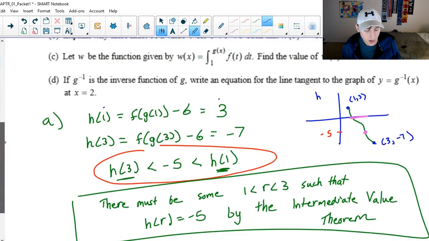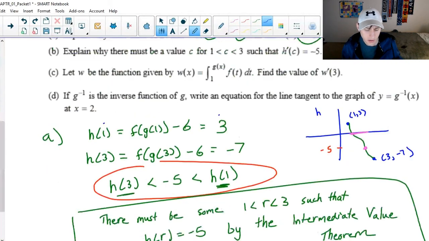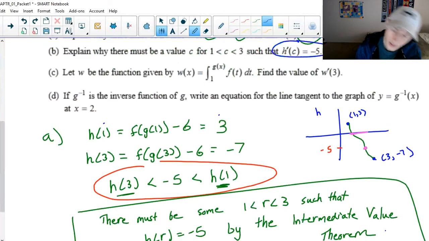Part B, explain why there must be a value c between 1 and 3 such that h prime of c equals -5. All right, so this is asking me about the derivative of h equaling -5. So I want to prove that somewhere on the graph of h, the derivative will be -5, right? Somewhere that's specifically between 1 and 3. This sounds like a mean value theorem problem.